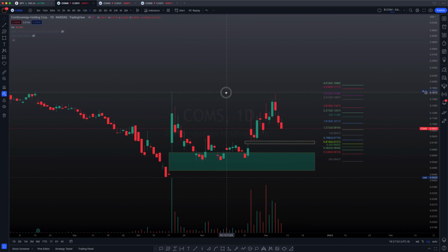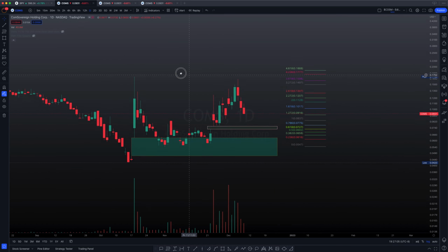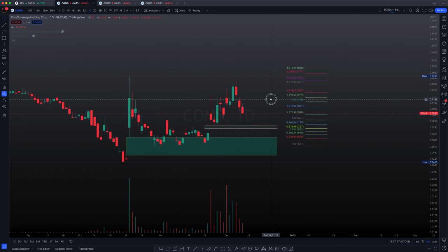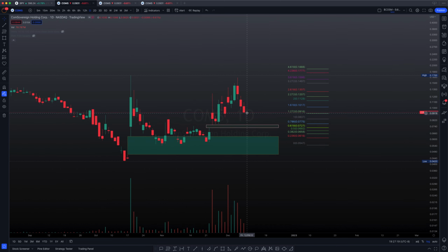So we are definitely looking at COMS here in the daily chart, and you can see this is absolutely an undeniable bearish setup here. This last candle is barely returning anything from what it has lost thus far. So this is set for a continuation to the downside.